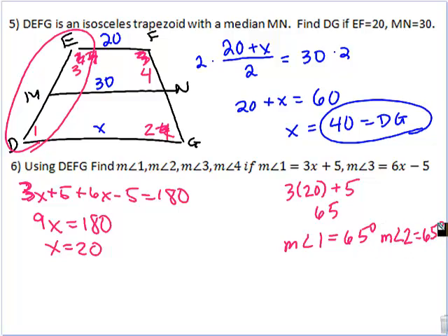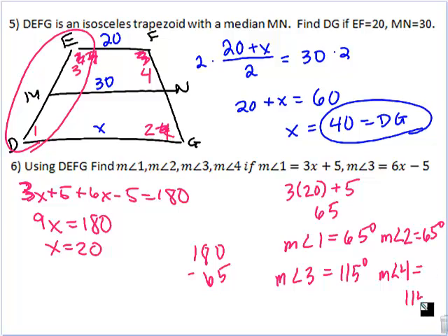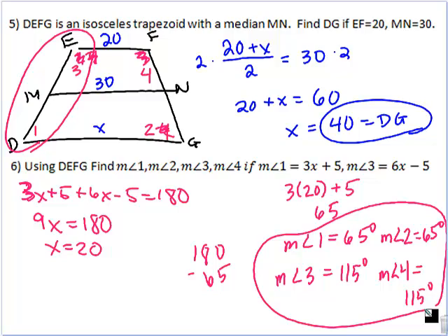Which means what other one is? Angle 2 is 65. So what does angle 3 have to be then? 180 minus the 65? 115. So then angle 4 is also 115 degrees. I like this stuff. Does that make sense?